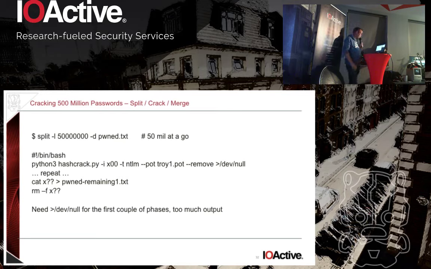So that is slightly unusual complexity. Do not typo it: dash L splits it into sections of 50 million, whereas dash N splits it into 50 million files. Most file systems don't like that.